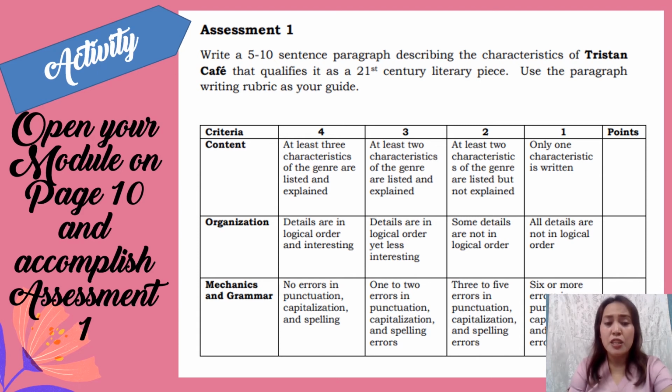Criteria for critiquing your paragraph are the following. Content. This will be based on the number of characteristics of the genre listed and explained. Organization. This will be based on if the details are logical in order and interesting. Mechanics and grammar. This will be based on proper use of punctuation, capitalization, and spelling. For further clarifications, you may refer and contact your subject teachers.